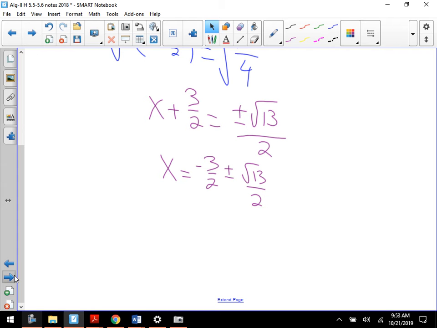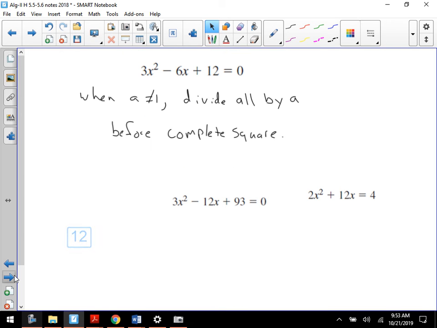Okay? Now, what happens when your a value up front isn't 1? If your a value is something greater than 1, or it's negative, all you do is you divide everything in the whole scenario by whatever a is. Always, is there going to be like curly? There could be. More often than not, it depends.